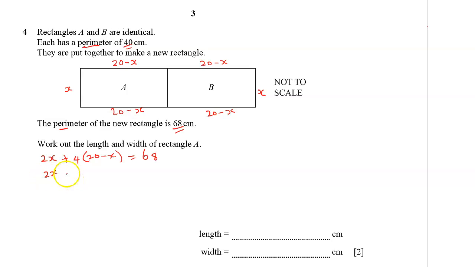Now, we can solve this by opening the brackets. So we have 2x plus 80 minus 4x will give us 68. Collect the like terms together, 2x minus 4x. This will give 8x minus 2x.